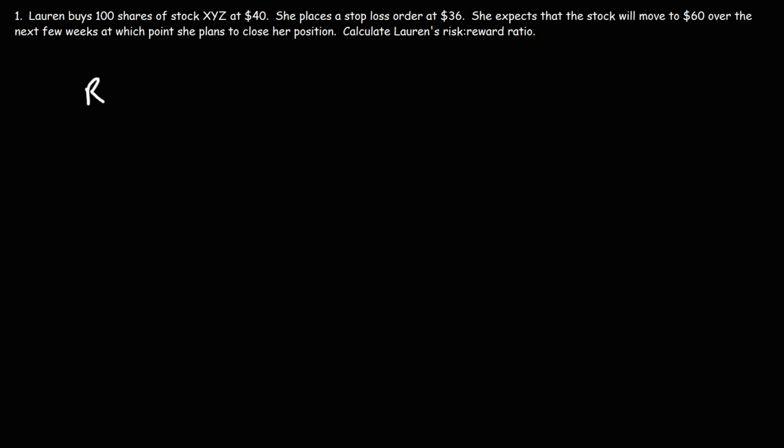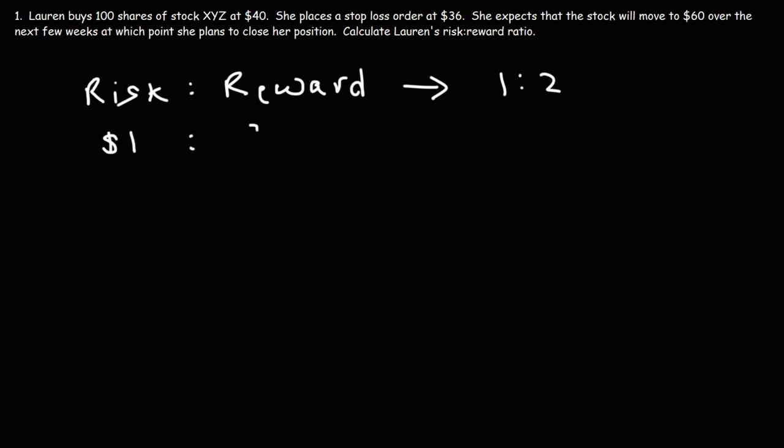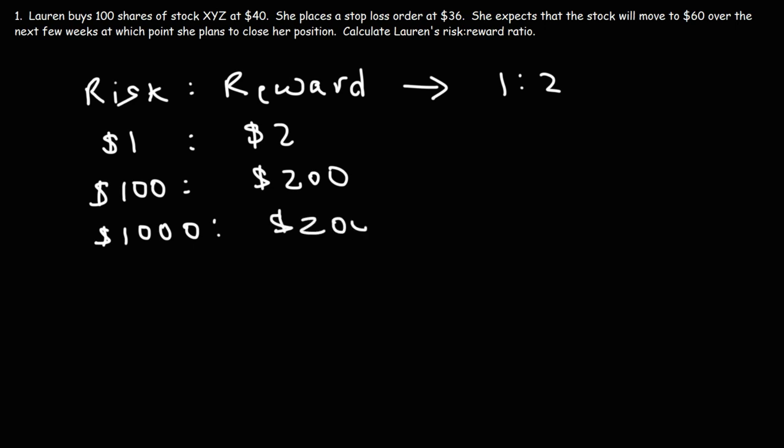So first, let's talk about what the risk-reward ratio is. What does it mean to have a system where the risk-reward ratio is 1 to 2? That means that you're risking $1 to potentially make $2. Or you could say that you're risking $100 to potentially make $200. Or you're risking $1,000 to potentially make $2,000. So that's what it means to have a risk-reward ratio of 1 to 2. It's how much money you're willing to risk to potentially make a certain amount of reward.